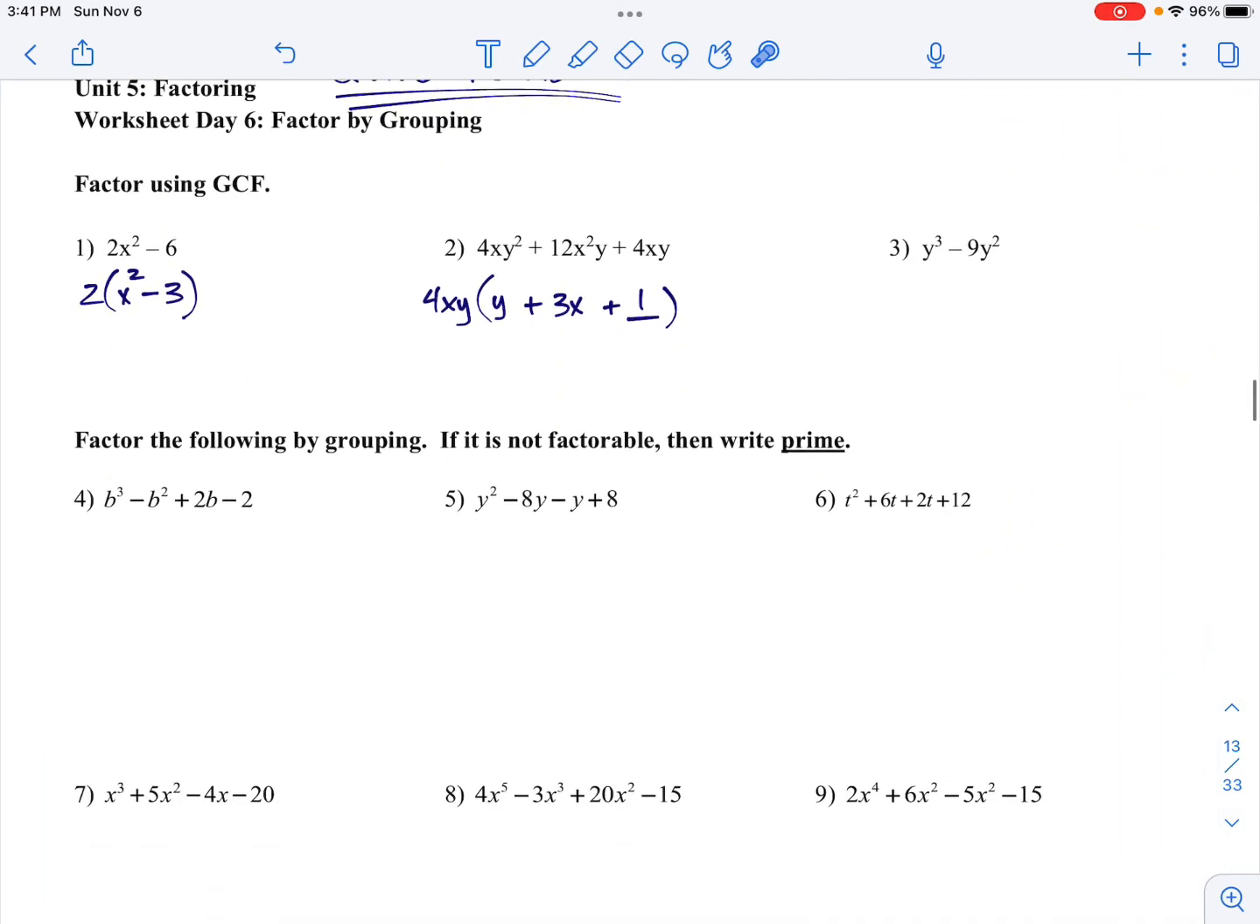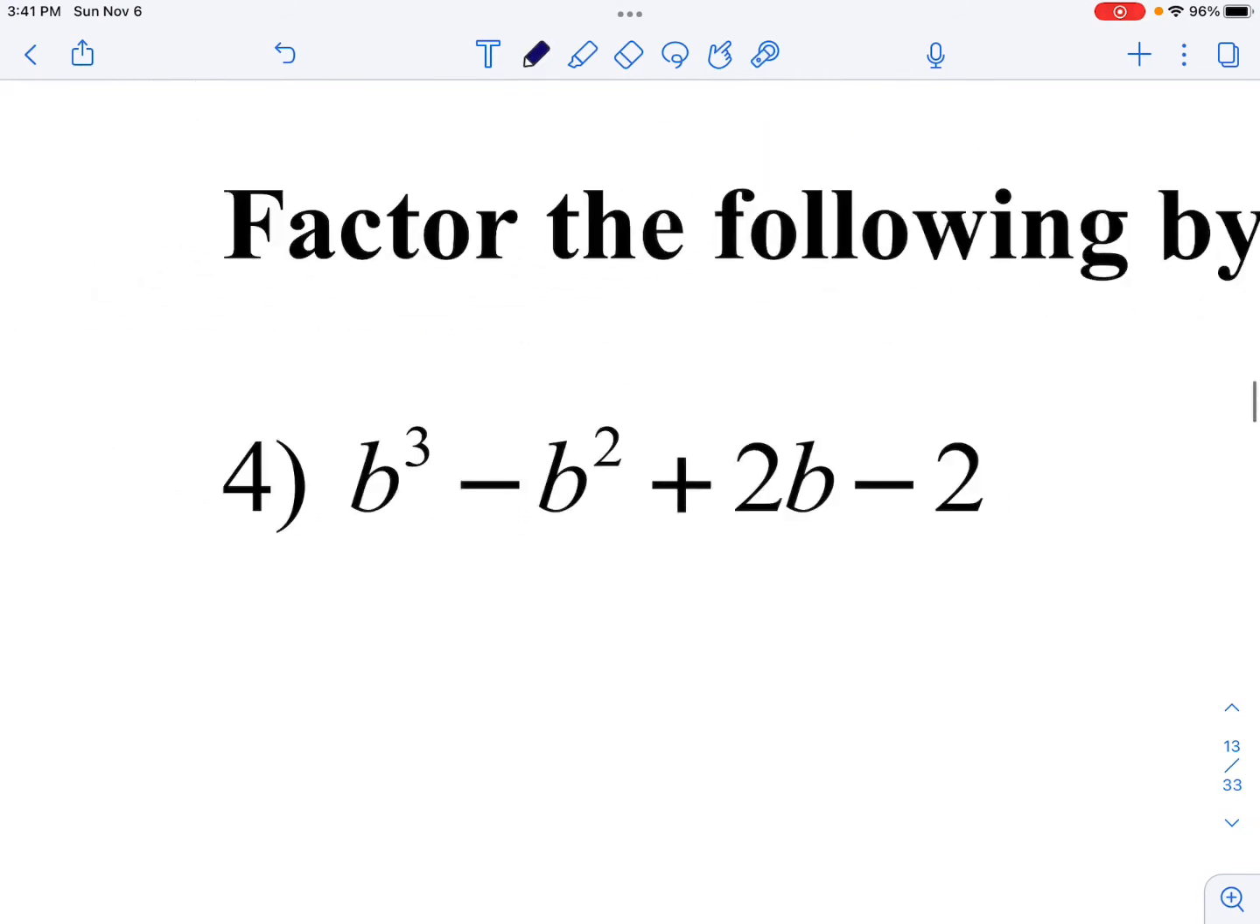Okay, let me go over a couple grouping ones. Let's take a look at number 4. Remember, when you see 4 things, 1, 2, 3, 4. 4 things, which is different from the problems on the back. If you want to flip over, those are 3 things. Here I see 1, 2, 3, 4 things, all separated by pluses and minuses.